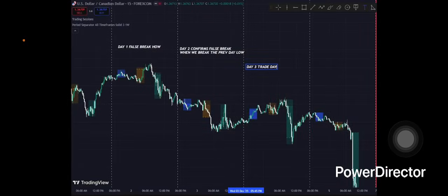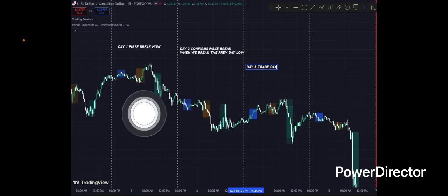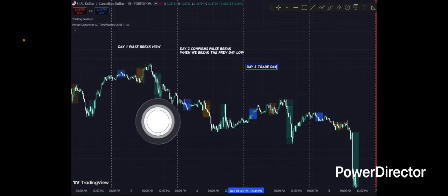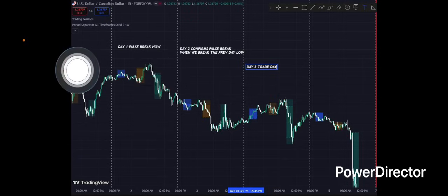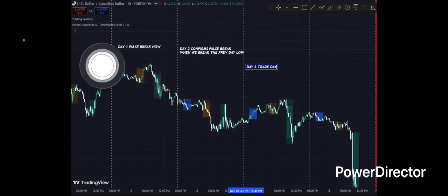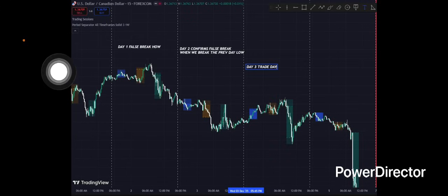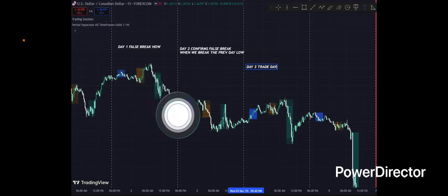So here, we're looking at the US dollar and Canadian dollar. Monday, Tuesday, Wednesday, Thursday, Friday. You can see here that on Tuesday, we break out of Monday's high of the day level. All right. So this market has broken out of the current week's high that was put in place on Monday. All right. Then begins to trade lower, closes lower.